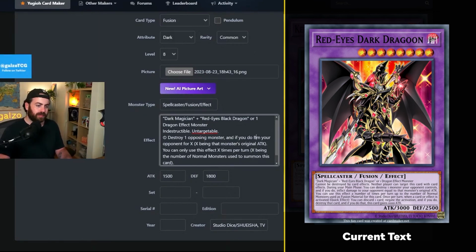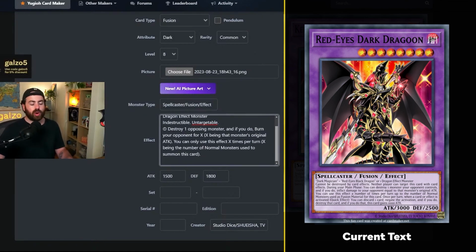Oh, and if you do. Yeah, it has to say if you do. Destroy one opposing monster, because it doesn't target. And it doesn't need to say during the main phase, because this is an ignition effect. This is basically the first effect.